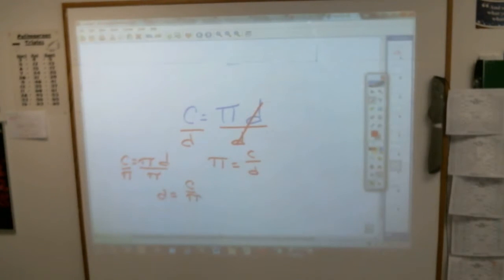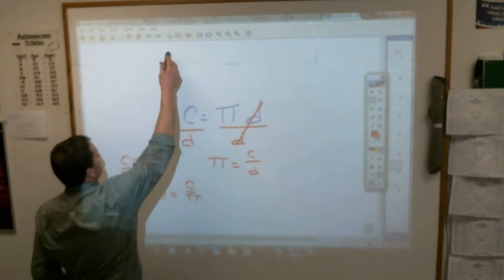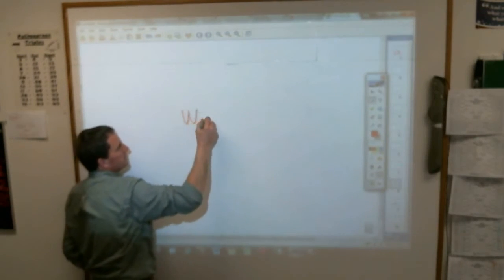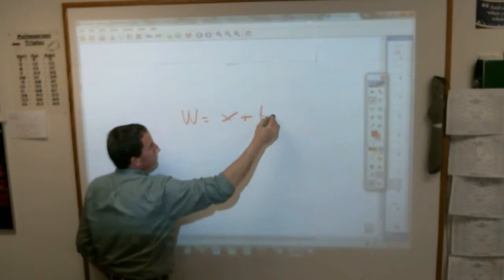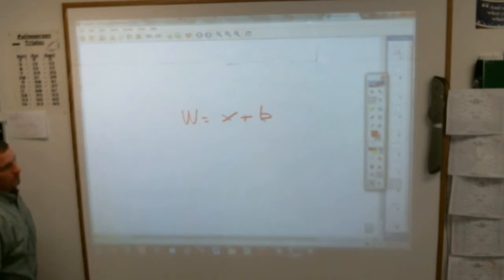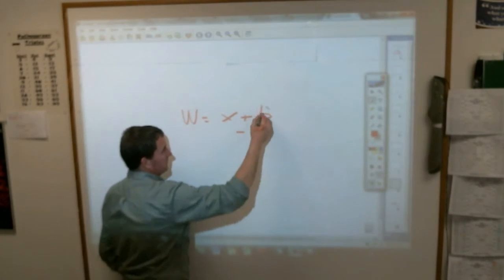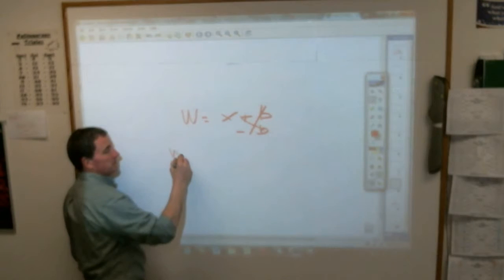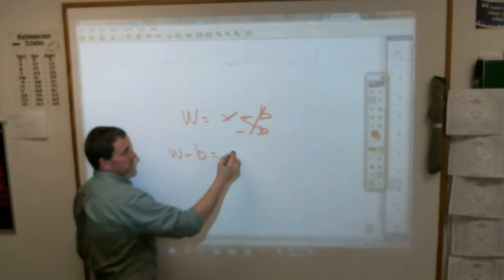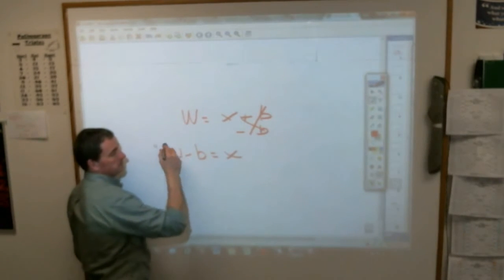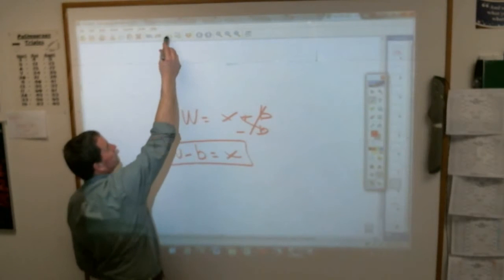What if I have, let me see what they say, W equals x plus b. Let's say you're just given that formula. It doesn't really mean anything at this point. If I wanted to solve for x, what would I do? Subtract b, right? So I just subtract b, that goes away, but I have to do that to the other side. So w minus b equals x. That's another formula we can use.